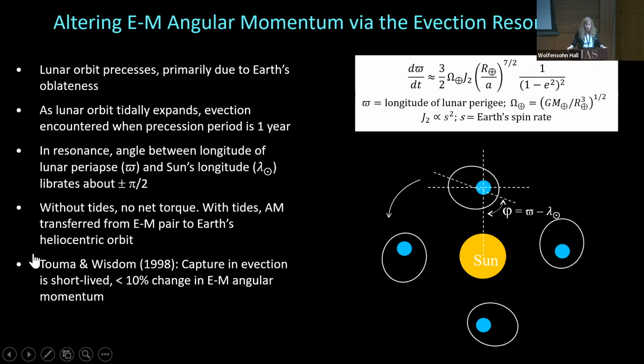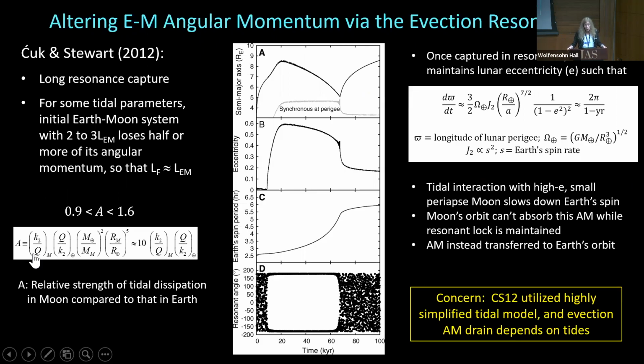This was seen in simulations in the late 1990s by Touma and Wisdom, who looked at capture into evection after a canonical impact and found that it was very short-lived, and it only changed the Earth-Moon angular momentum by about 10%. And that had already been accounted for in models of the canonical impact. But then in 2012, Ćuk and Stewart considered capture into evection around an Earth that was much more rapidly rotating, as would be the result of one of these high angular momentum impacts. And they found a very different answer: long capture into resonance, for a particular range of tidal parameters in the Earth and the moon.